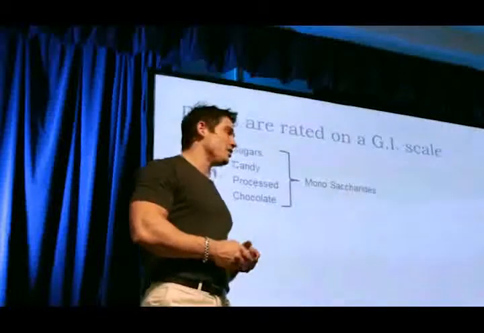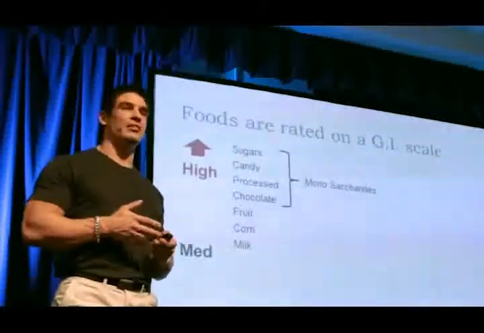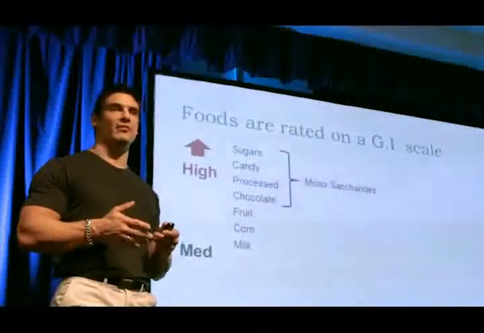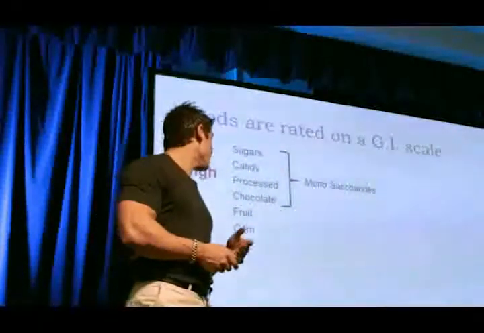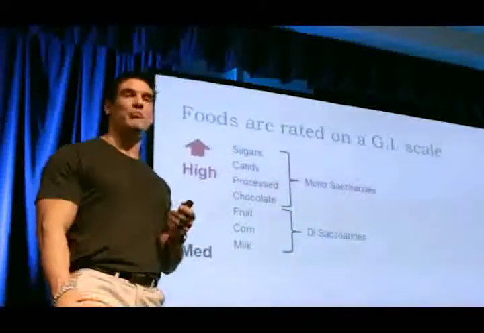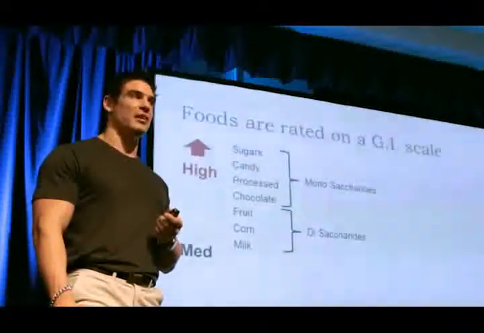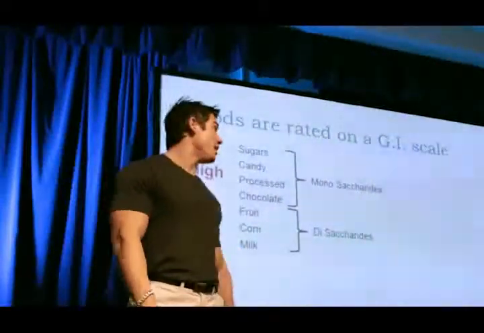Coming to your medium-high GI, now you're starting to look at something that's a little bit more natural, but it's still a high GI. Now it's around, say, 60 to about 75, somewhere around that. Now we've got our fruit, our corn, our milk. Now they're known as disaccharides, all right? A little bit more complex, but still quite simple all the same, and they're going to break down and enter your bloodstream quite quickly.